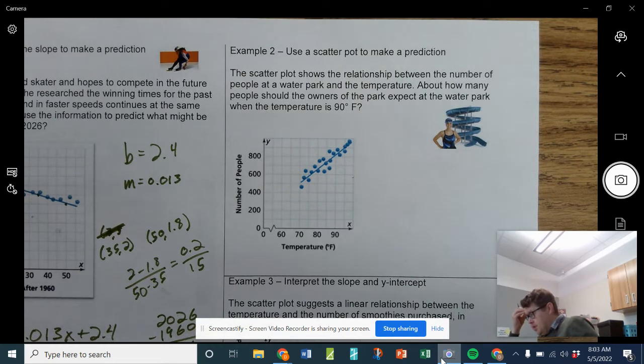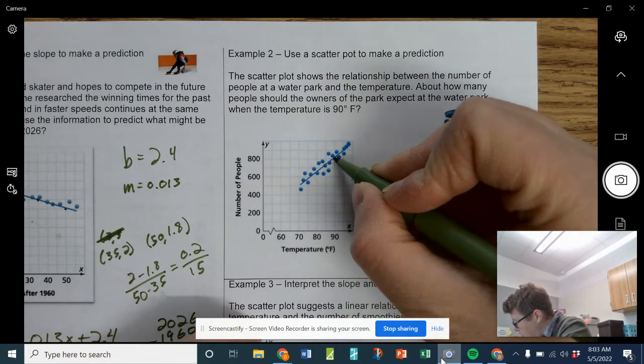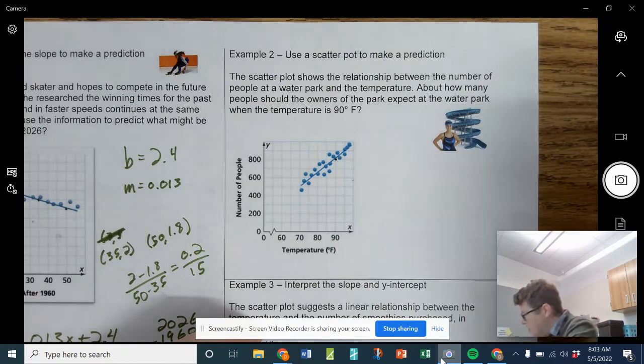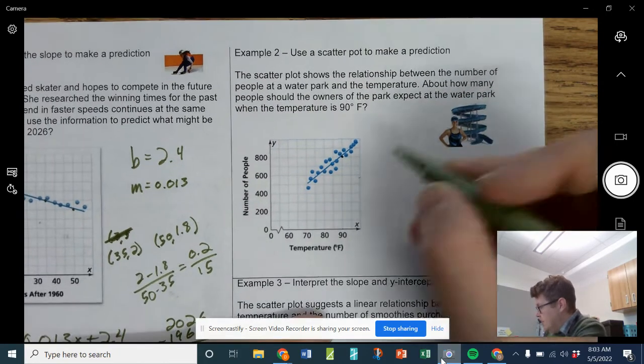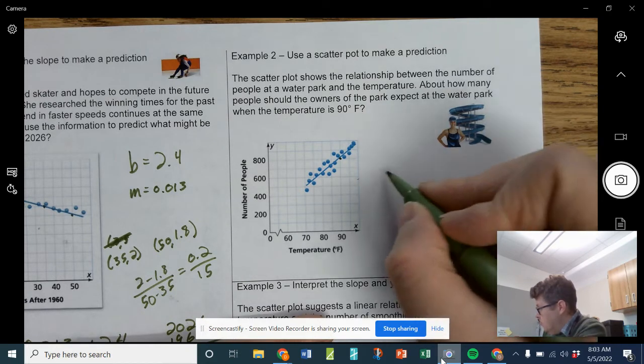The scatter plot shows the relationship between the number of people at a water park and the temperature. About how many people should the owners of the park expect at the water park when the temperature is 90 degrees? So this is actually pretty easy. You just go to 90 degrees right here, and you go up, and we can see that the line is just over that 800. So as an estimate, maybe 810 people, right?